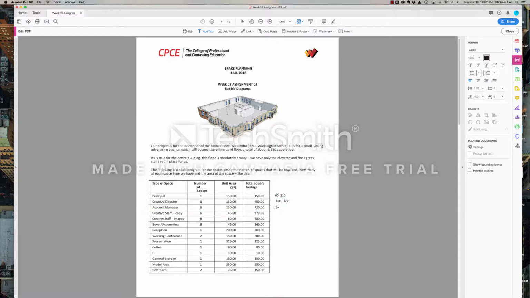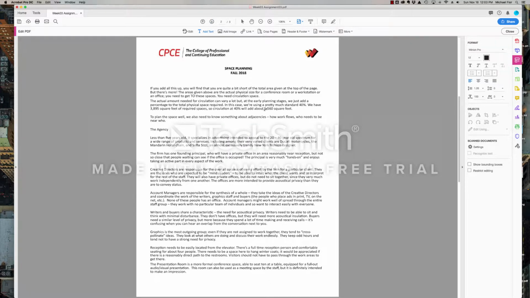And one more time, if I have the account managers, total as one big group is 720 square feet. Circulation at 40% is 288 square feet. So if I draw these as one big block, the total I'm going to need is 1,008 square feet. So this is going to add up to the circulation factor, which was on page 2 of 1,560 square feet.